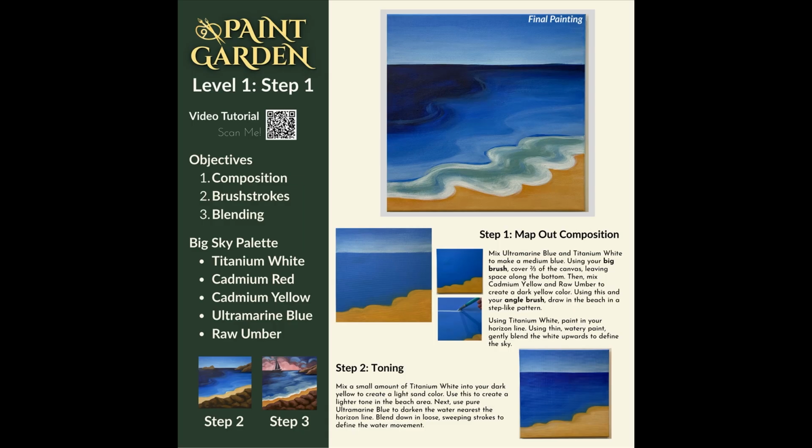After that, we're going to use pure ultramarine blue to darken the water nearest the horizon line. Blend down in loose sweeping strokes to define the water movement. So it's very important for you at this point to have lots of different blues, all the different tones of blues on there to be able to do this more effectively. And it helps if you have at least a couple of different yellows. So if you haven't done it, go ahead and mix some more on your canvas. It makes your life easier.